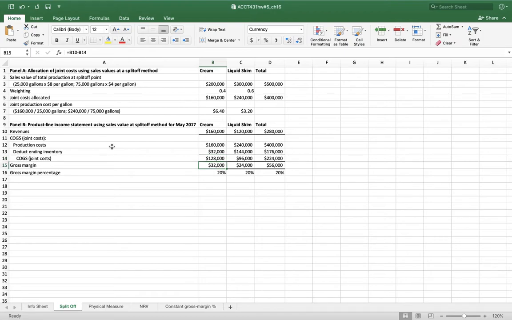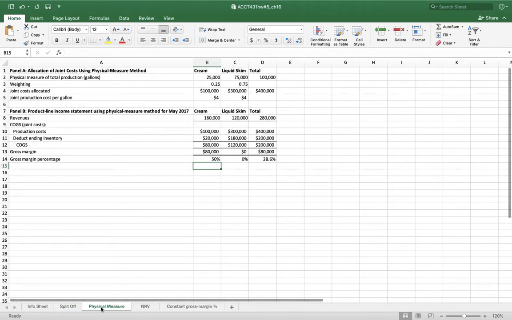Gross margin, as always, is revenues minus cost of goods sold. And then the gross margin percentage, which is 20% for all of these, is just the gross margin divided by revenues. So this means that the gross margin is 20% of the overall revenues.